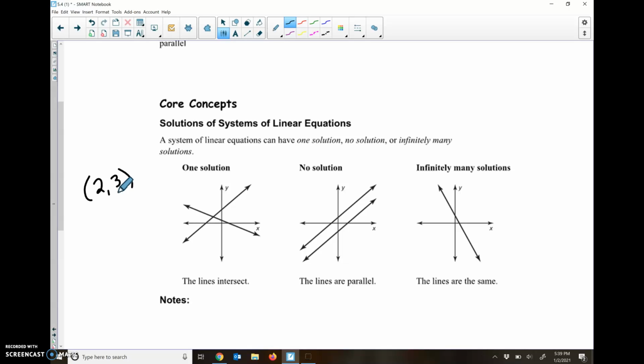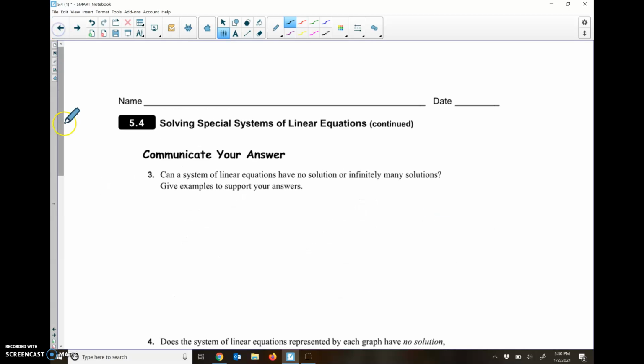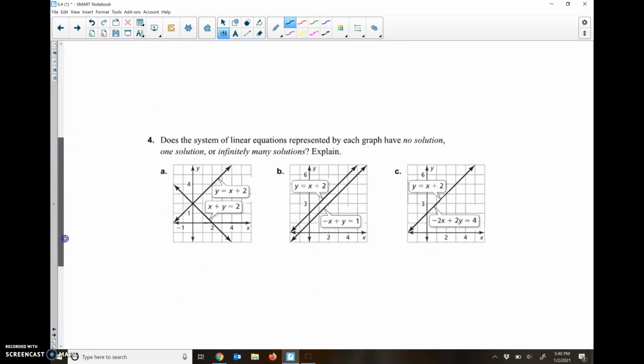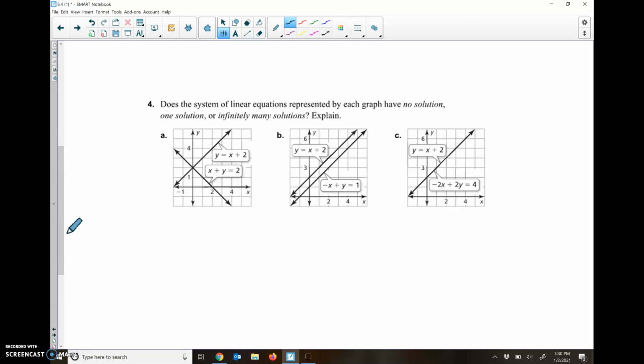No solution, you'll see the lines are parallel. So that means they're never going to cross, they're never going to have a solution. So therefore, there's not any answer. So no matter how hard you work at it, you're never going to find an X and a Y that make that equation true. And then here, infinitely many solutions, they're the same lines. And these are tough to see on a graph because it's literally the same graph that's on top of each other.